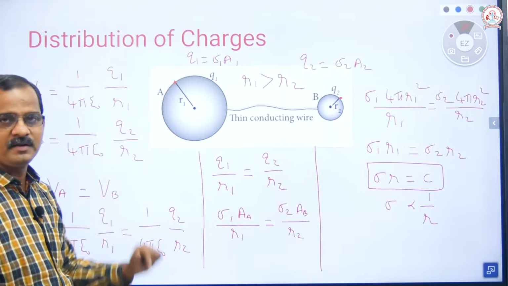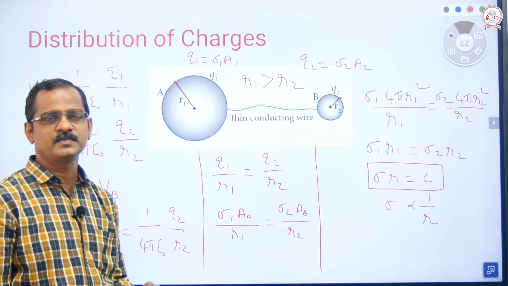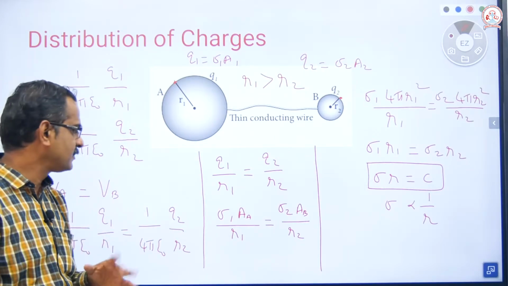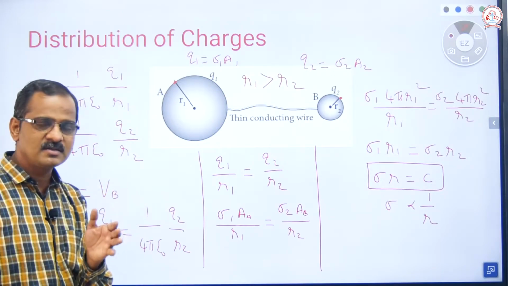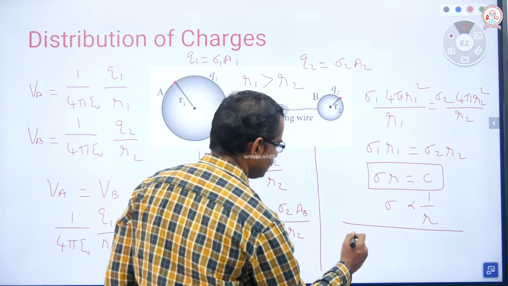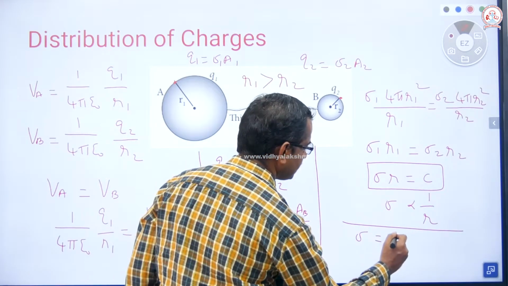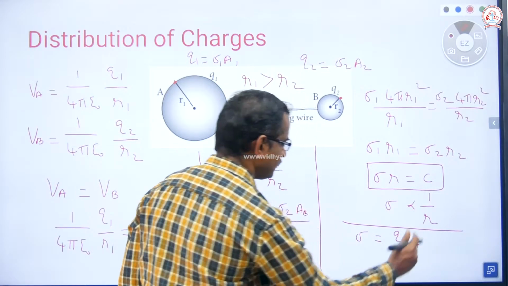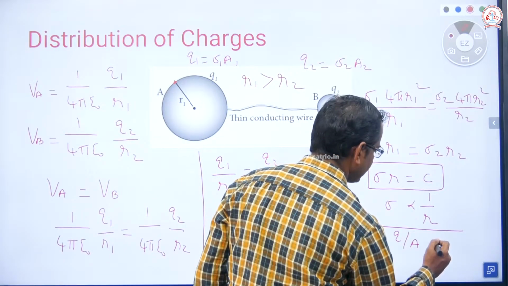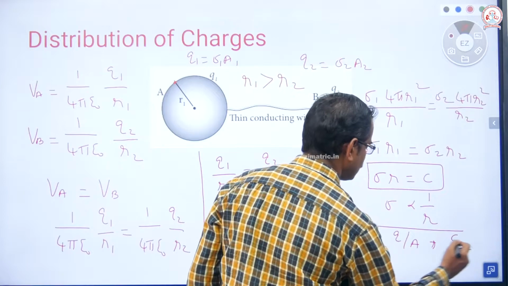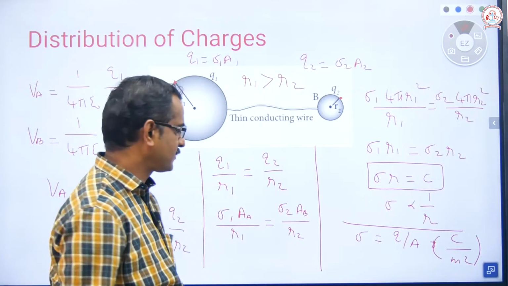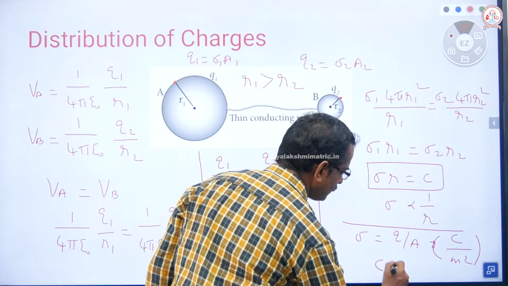Q is equal to sigma into A. Q is the total charge on the surface of the sphere. Sigma is charge density, charge per unit area. What is Q? What is sigma? Sigma is nothing but charge per unit area. Unit for charge is coulomb. Area is meter square. Therefore, its unit will be coulomb per meter square.